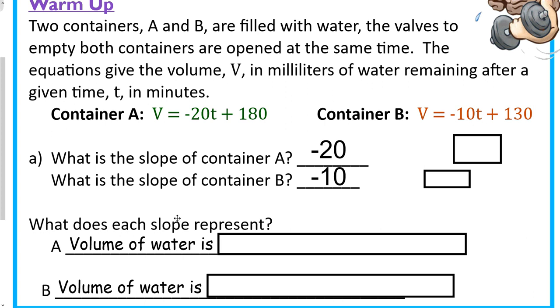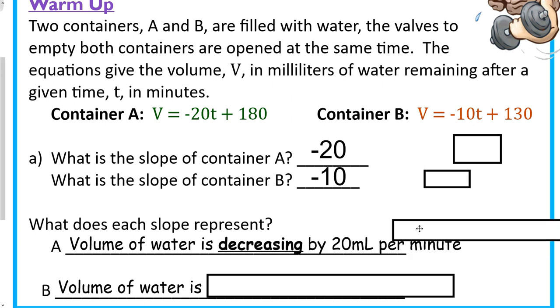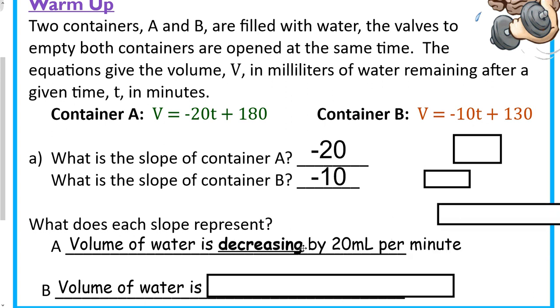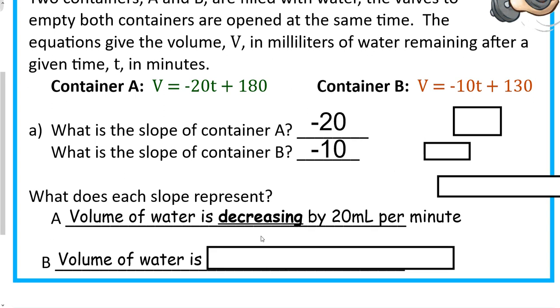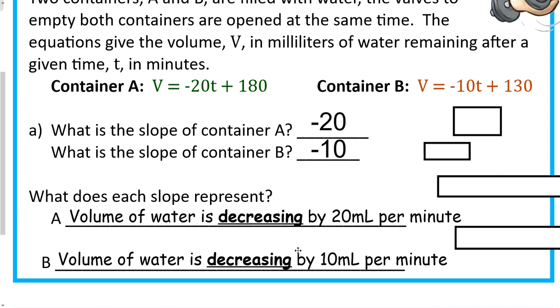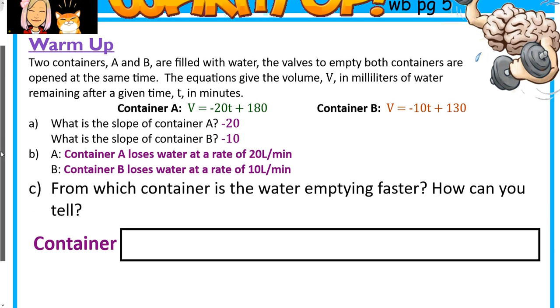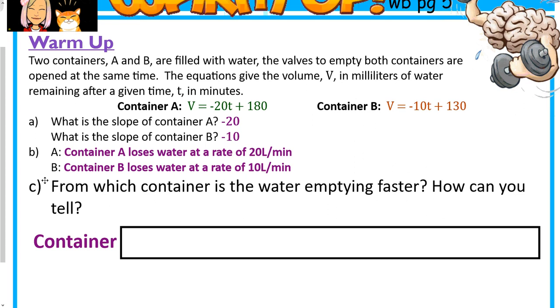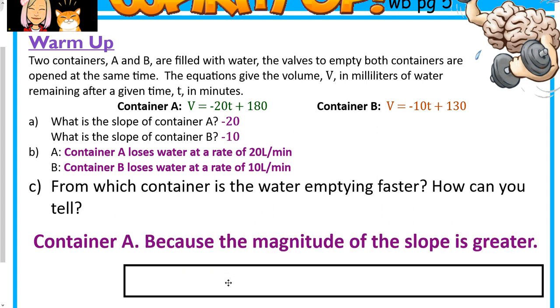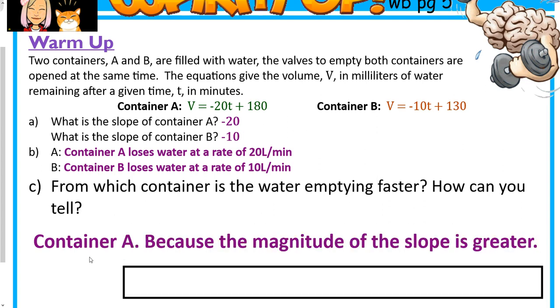What does each slope represent? So it's the volume of the water, which is decreasing at 20 milliliters per minute. So it's the speed of the water that's leaving the container. And then for B, it's decreasing by 10 milliliters per minute. From which container is the water emptying faster? So I would say container A, because it has a larger slope. So the speed is going to be faster.